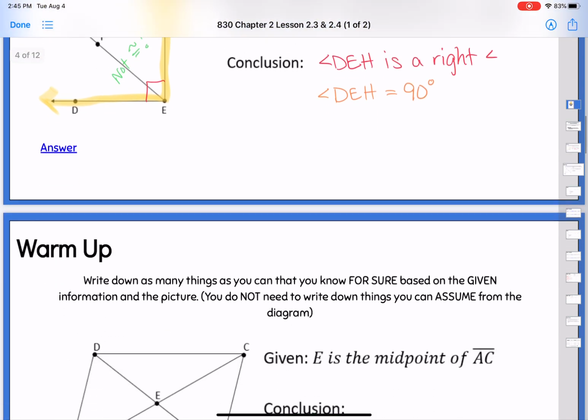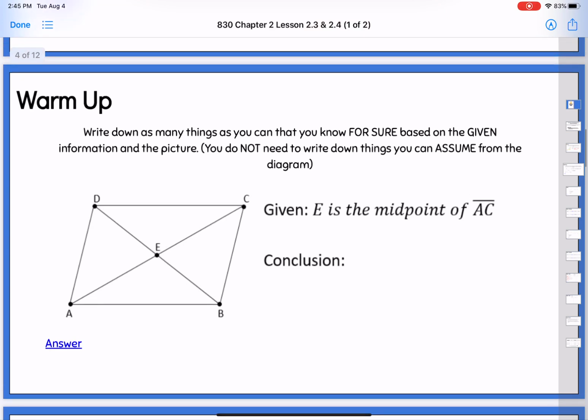All right, so that was our first warm-up. Here's another warm-up, just doing a little bit more on that conclusions idea. Here's a little bit more complicated of a picture, and this given is that point E is a midpoint of segment AC. E is the midpoint of segment AC. So again, write down as many things as you can that you know for sure based off the given, not assumptions from a diagram, but based off of that given. Pause the video and see what you can do.